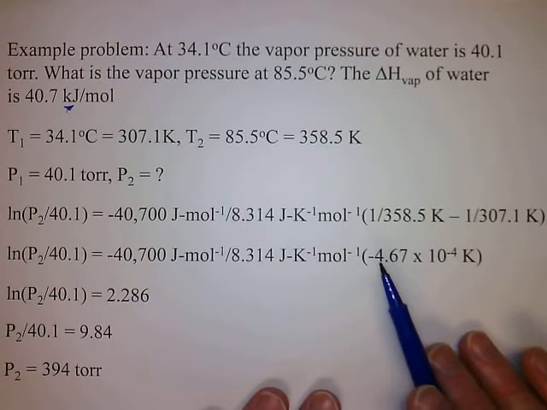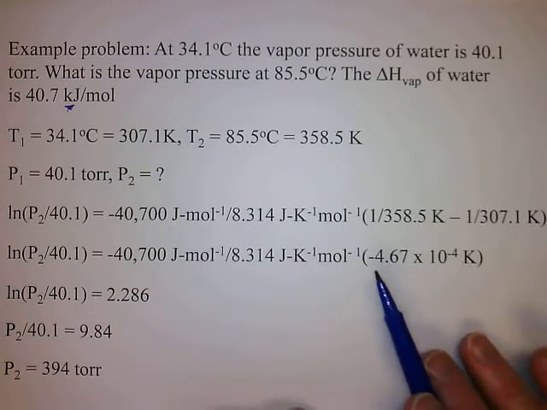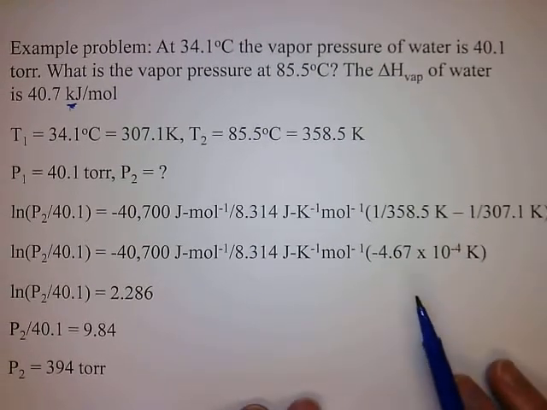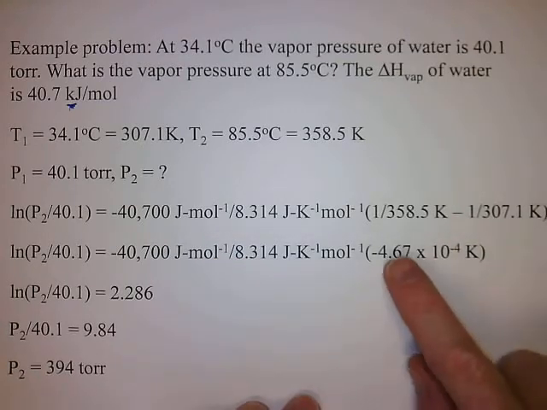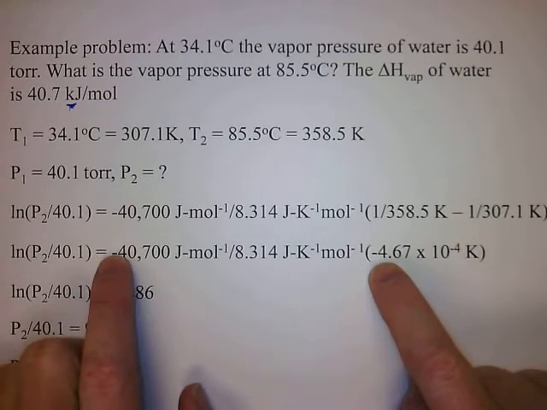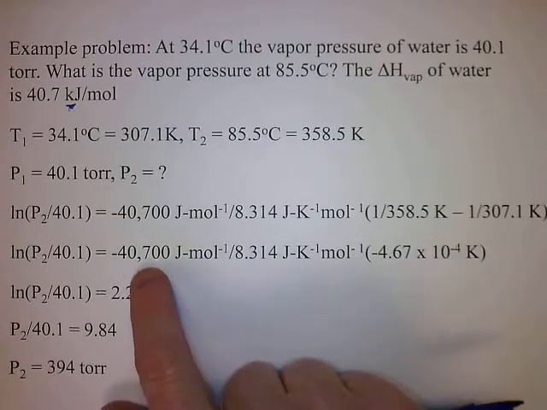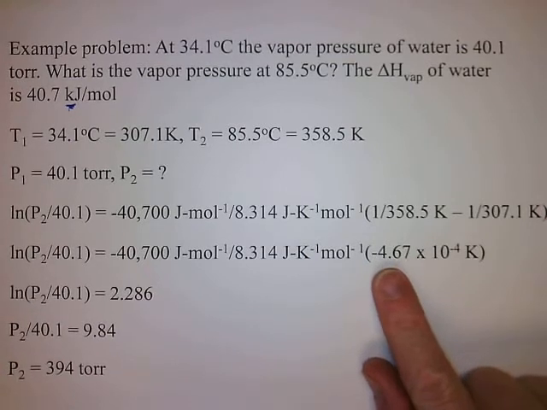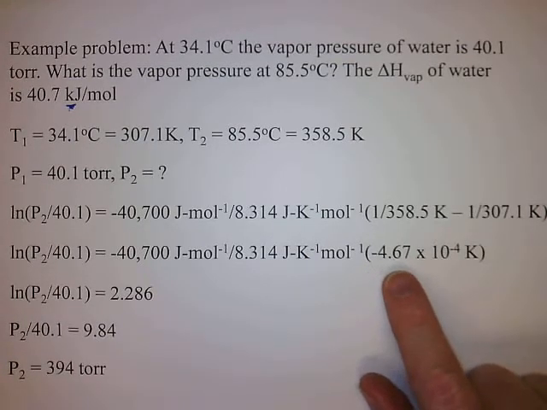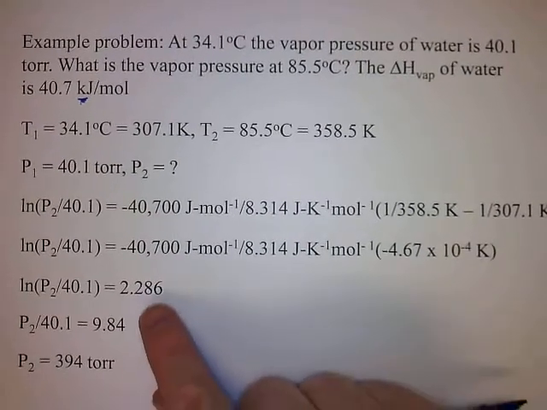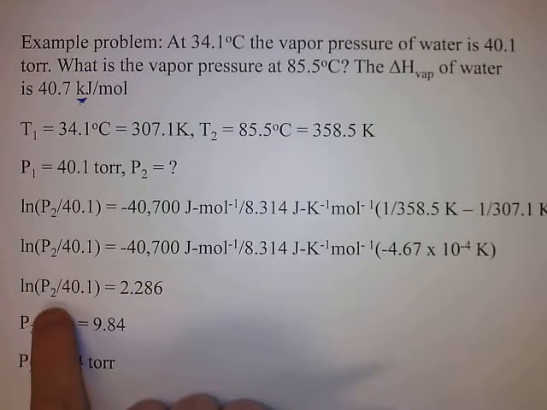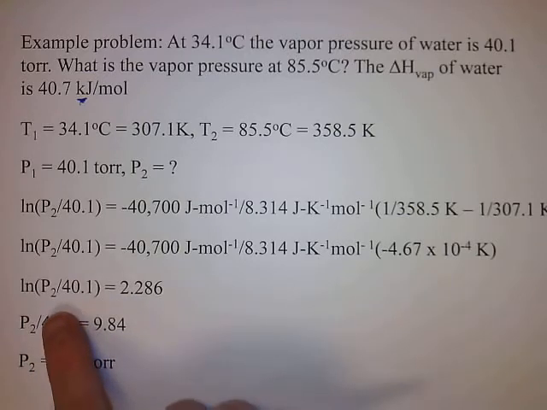And that comes out to be negative 4.67 times 10 to the minus 4th per Kelvin. Then I evaluated this whole thing, so we have a negative times a negative, which becomes a positive. So 40,700 divided by 8.314 times negative 4.67 times 10 to the minus 4th comes out to be 2.286. So the natural log of P2 over 40.1 is 2.286.